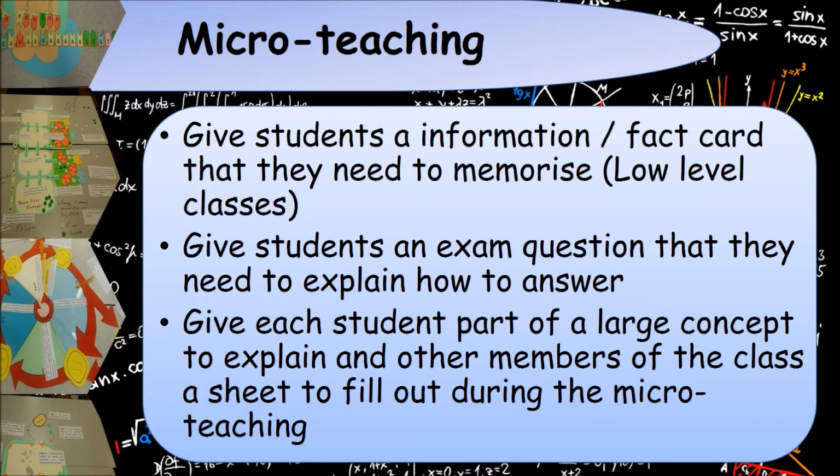The other thing that you can do is give each student part of a large concept to explain, and the other members of the class need to fill out a sheet during this microteaching activity. So each student will explain part of something, then the people they're presenting it to will use the information they're being presented with to help fill out the correct part of an information sheet or a summary sheet that they can then use after.